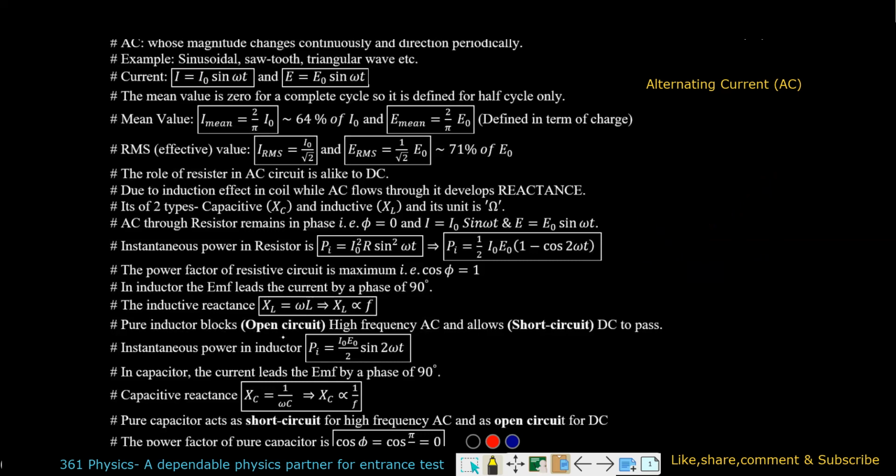So a pure inductor blocks high frequency AC. You have already seen here, if frequency is high, XL will be very high. That's why resistance will be very high. If resistance is very high, then we can say it is an open circuit. Similarly, for DC, frequency is directly 0, XL is also 0, so DC can easily pass through this inductor. That's why this inductor will be widely used in rectifier circuits as a filter circuit.